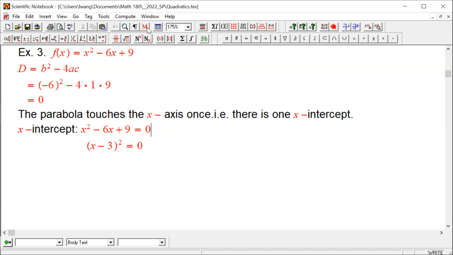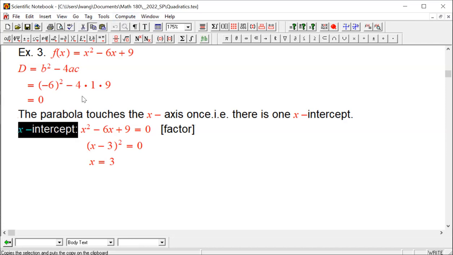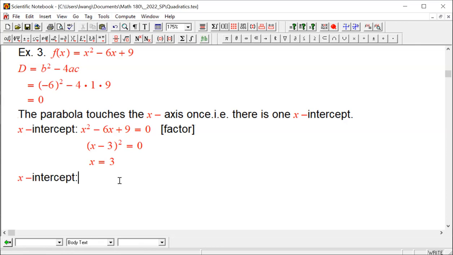Okay, so we factor that form. We factored. If x minus 3 is 0, then x must be 3, right? So x equals 3. And that's our only x-intercept. So that x-intercept is (3, 0).